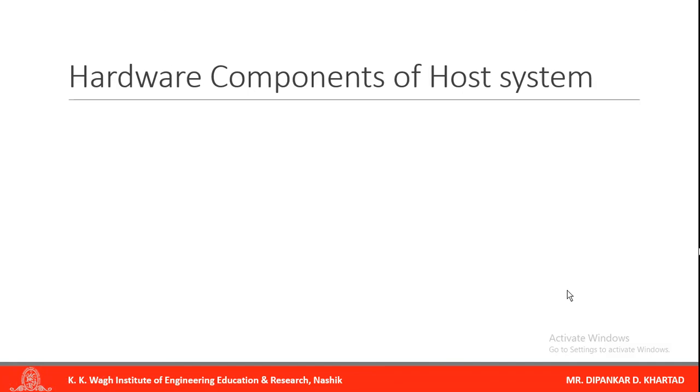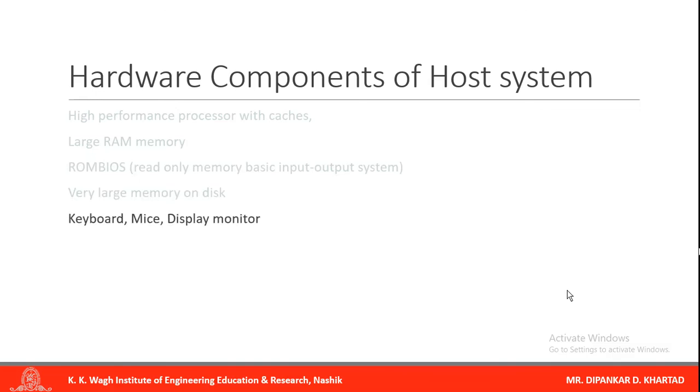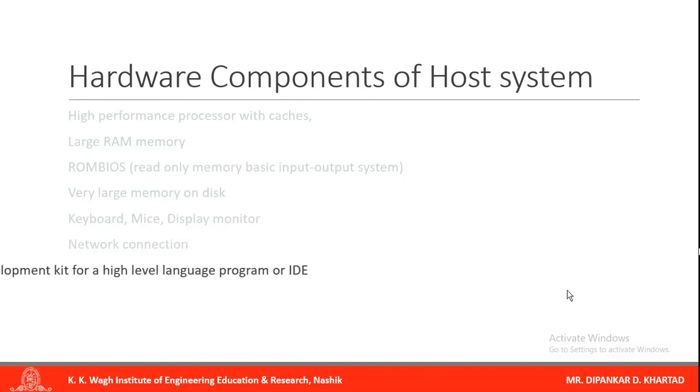Now let's look at the hardware components of the host system. It will have a high performance processor with caches, then it will have large memory. This is our host system, that is our PC for development. ROM, BIOS, read-only memory or basic input-output system. It will have very large memory on disk because we have to save multiple files. Keyboard, mice, display monitor, and network connection should be there.